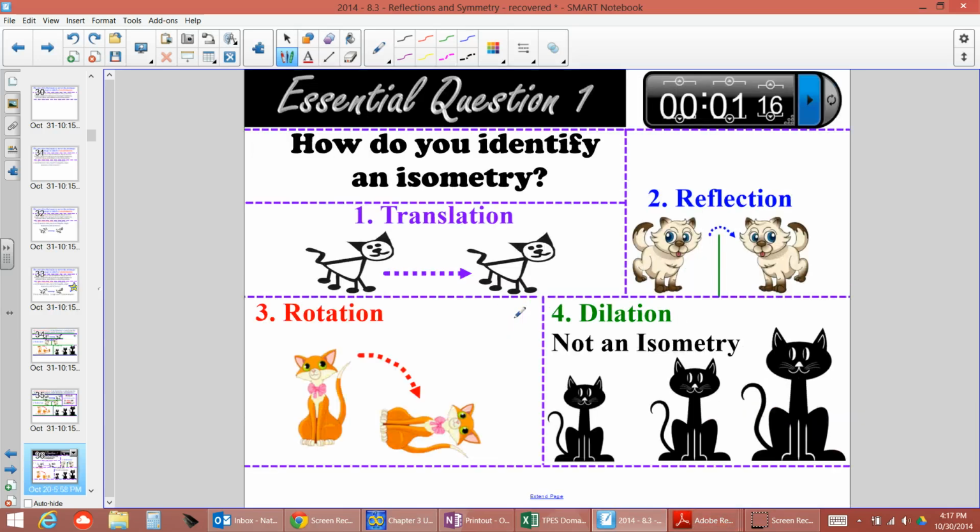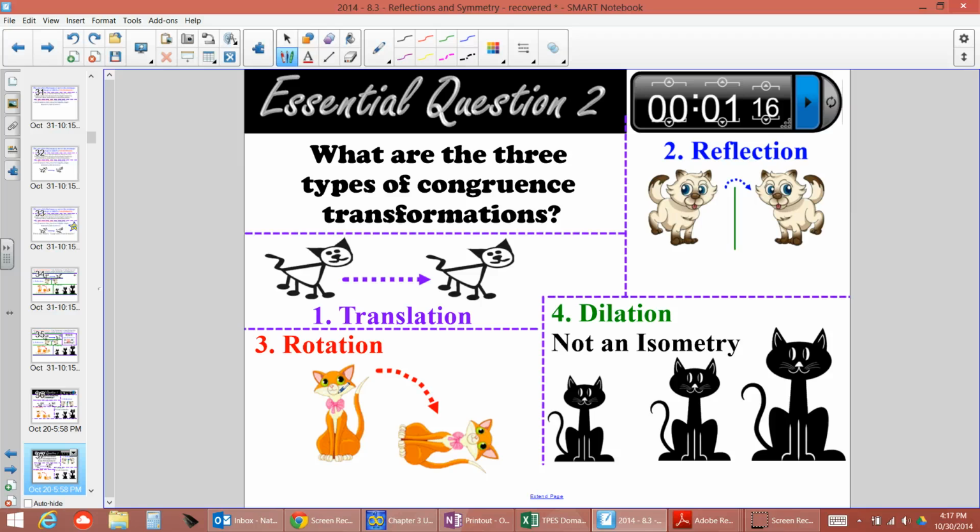Okay, so now how do you identify if it's an isometry? You've got to look and see if the distances are the same, if the angles are the same. If you can preserve distance and angle, then you're fine, or if the shapes look identical. What are the 3 types of congruence transformations or isometries? We have reflection, translation, and rotation.